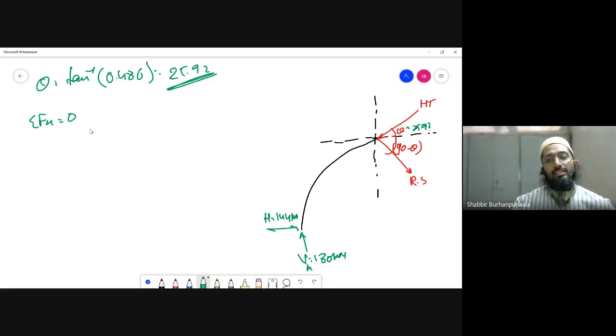Summation F of x is equal to 0. So for doing summation F of x is equal to 0, now there is a simpler approach also. For doing this there is a simpler approach, but it will require more number of steps. So rather than that I am giving you an approach which has a lesser number of steps.